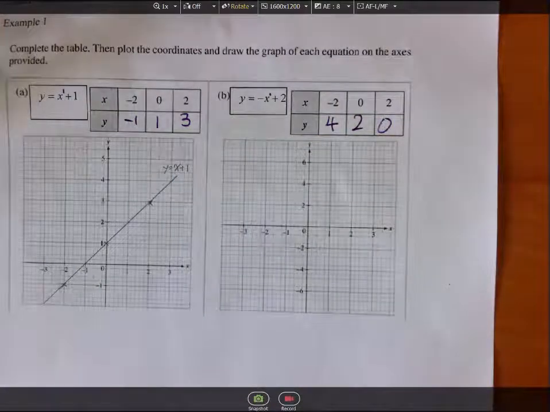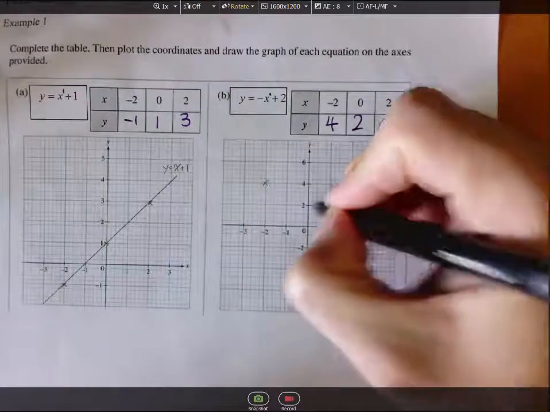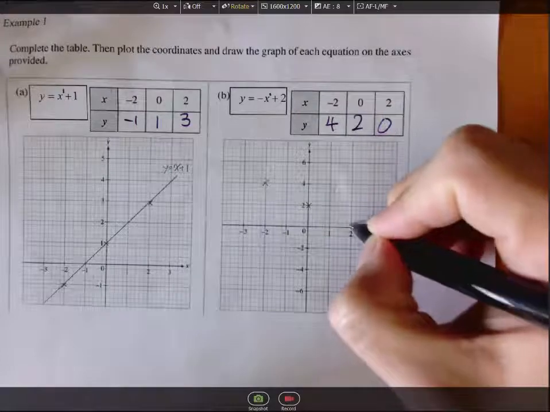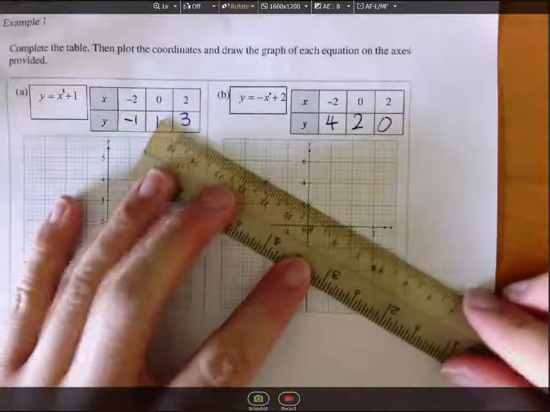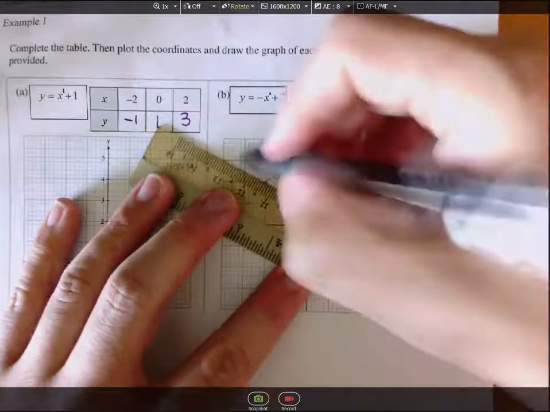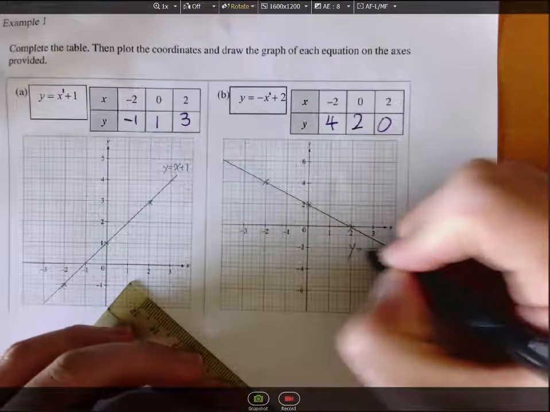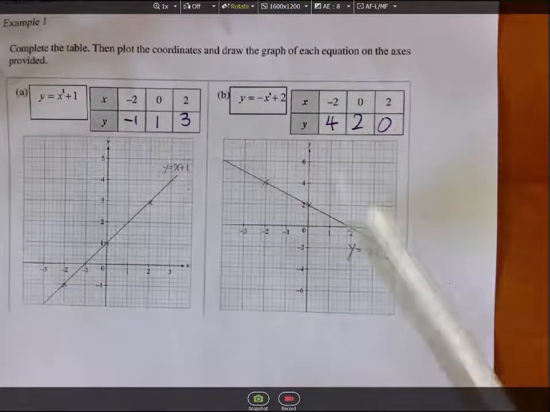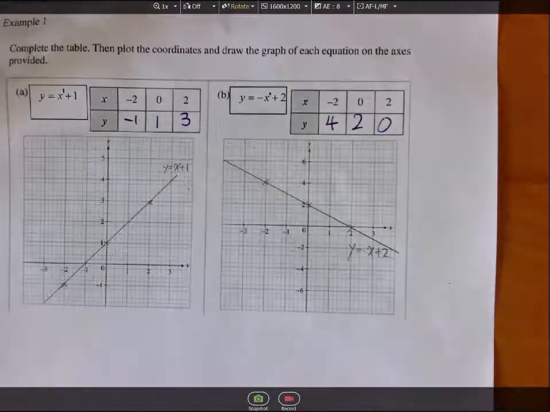Now again, we do graphical work in pencil. -2 and 4, x is 0, y is 2, x is 2, y is 0. All 3 points line up nicely for you, and what I get is y equals -x plus 2, and we label it. Again, this line will show all the different possible combinations of x and y for this equation itself.